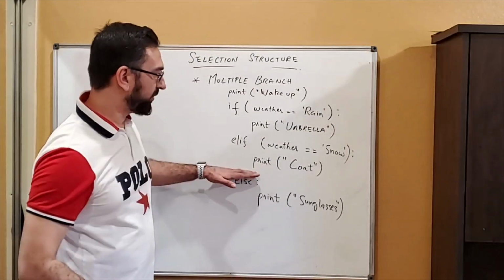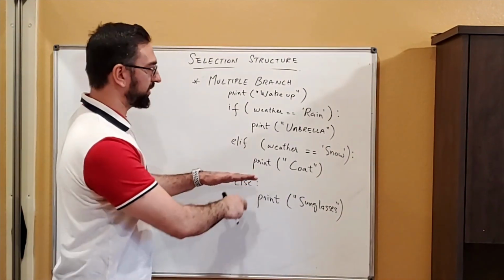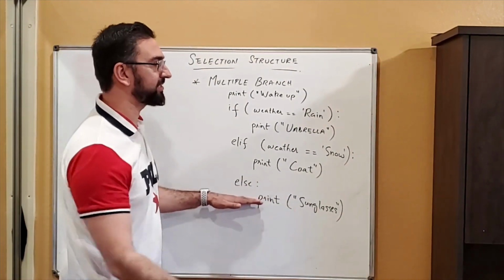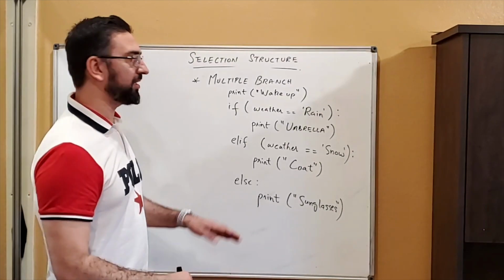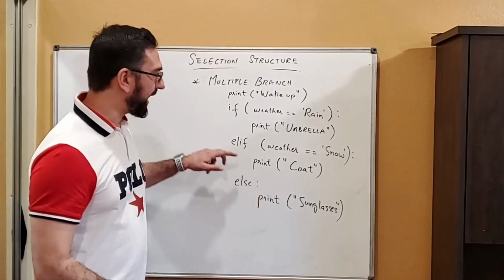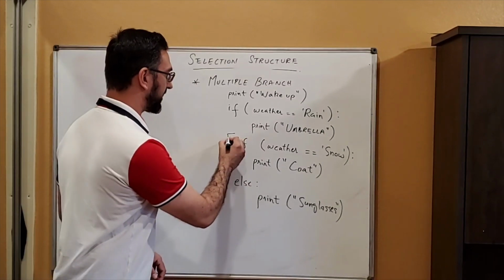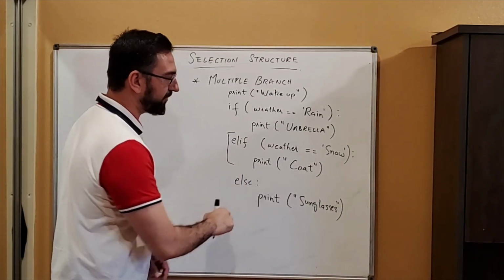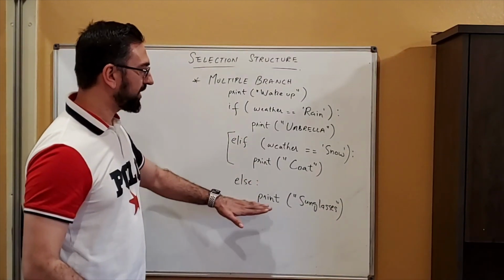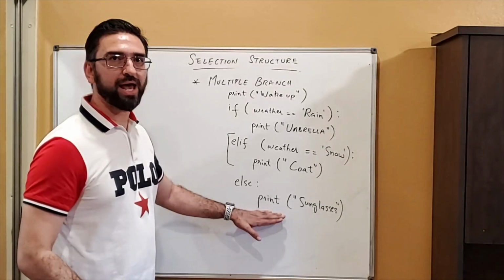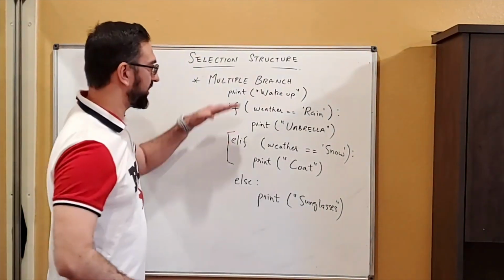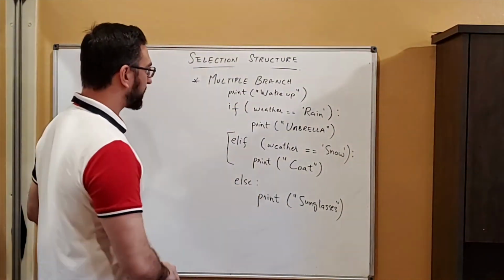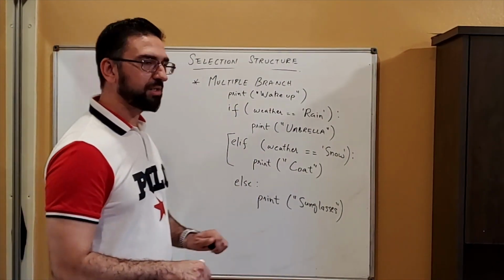if you want to check weather equals thunderstorm, if you want to check weather equals let's say tornado, or weather equals flood, or whatever the case may be. You can keep on adding more of these statements. And this will be the last default. If nothing else matches, you can just add this statement so that eventually it will match this one if nothing else matches. So that's an example of a multiple branch structure.